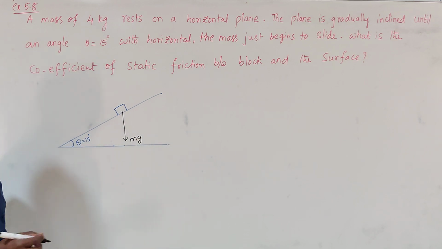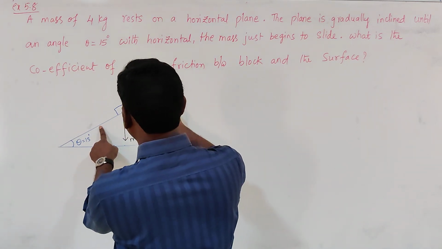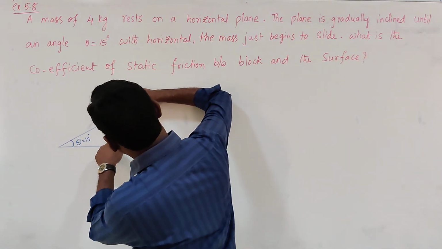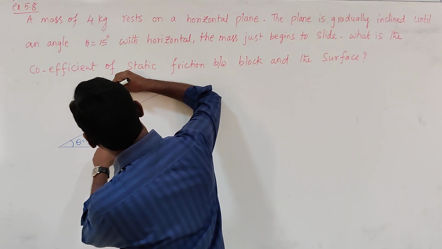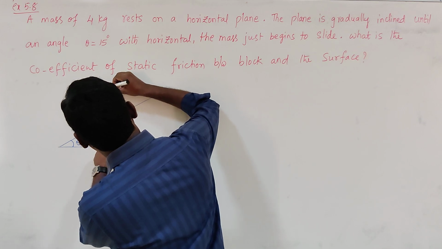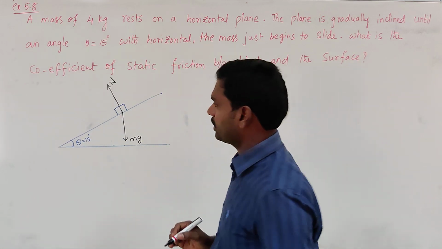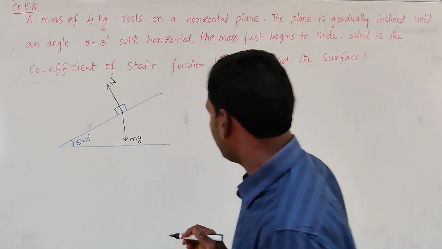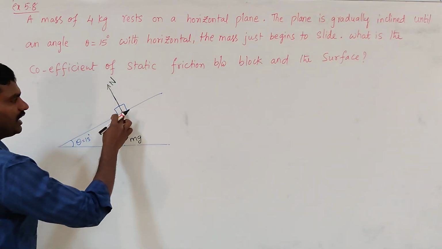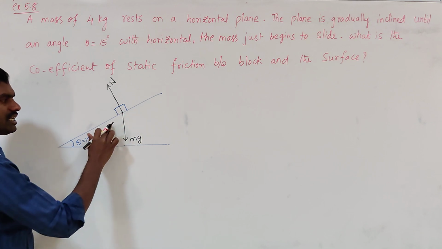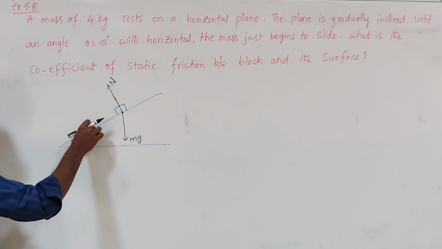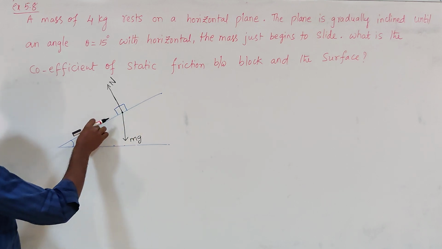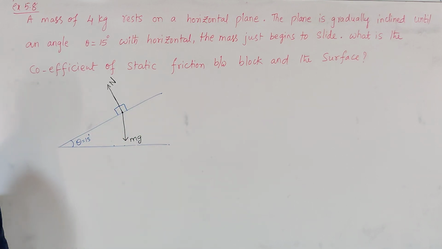This is nothing but mg. So the force exerted by the surface on the object is nothing but the normal force. A perpendicular force exerted by the surface on the object is a normal force, acting like this. If there is no friction, if this is a smooth surface, this object might fall like this. So in order to avoid the sliding, there must be a frictional force.